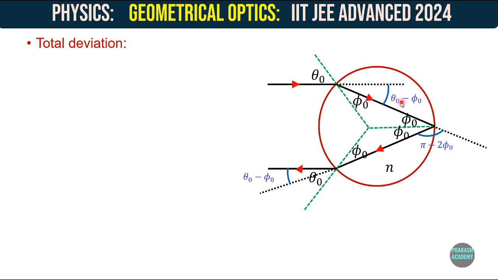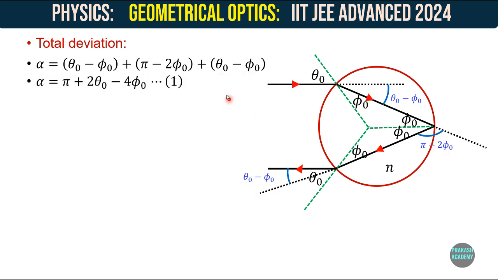So now what is the total deviation? I can say total deviation is this plus this plus this. So if you simplify, the total deviation alpha will be, this is pi and this is theta naught plus theta naught, that is 2 theta naught, minus phi naught minus 2 phi naught, that is minus 4 phi naught. Let us call this equation 1.